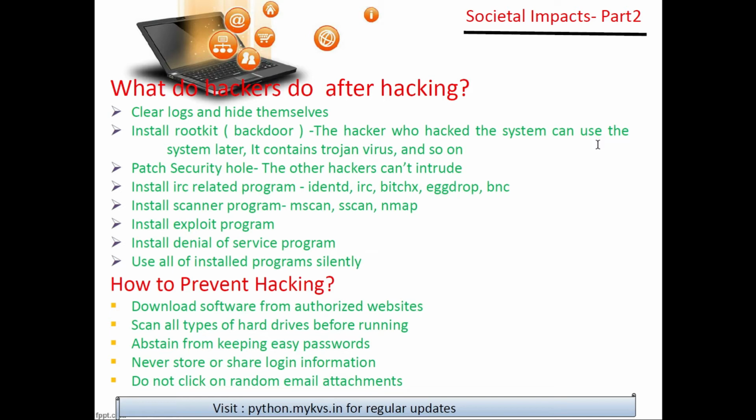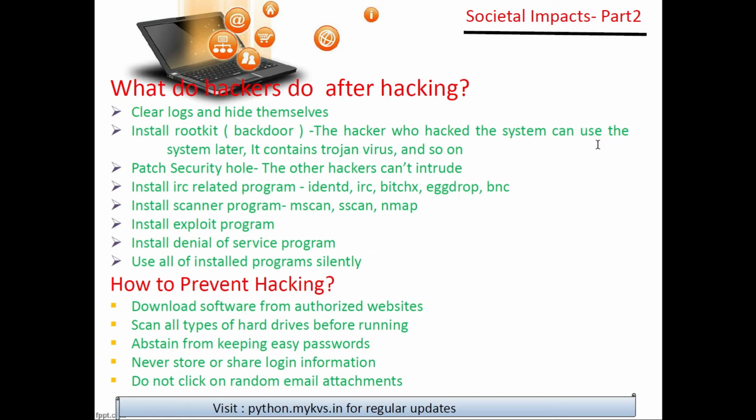So the hacker who hacked the system can use the system later. It contains trojan viruses and so on. Patch security holes means other hackers can't intrude once the particular hacker has intruded. Once one hacker has intruded, he will block the particular door for other hackers to come in. Install IRC related programs. Different names of programs are given: airdrop, IRC, B checks, DNC, all these things. Install scanner programs like MS scan, SS scan, net scan, and nmap.